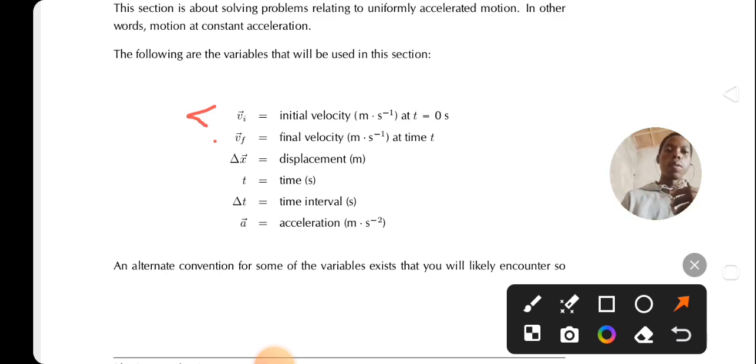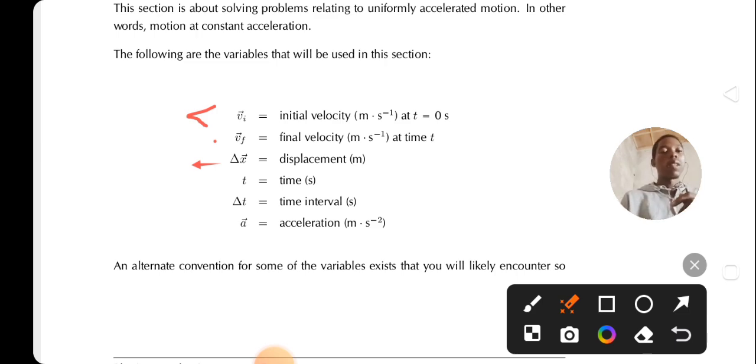And then we have dx, which is displacement. In some textbooks, they use s to represent it. It has a unit of meter.